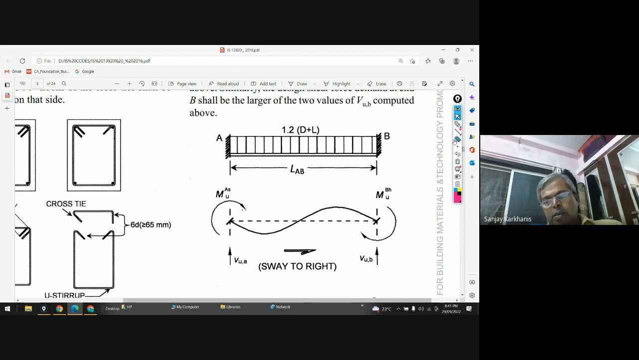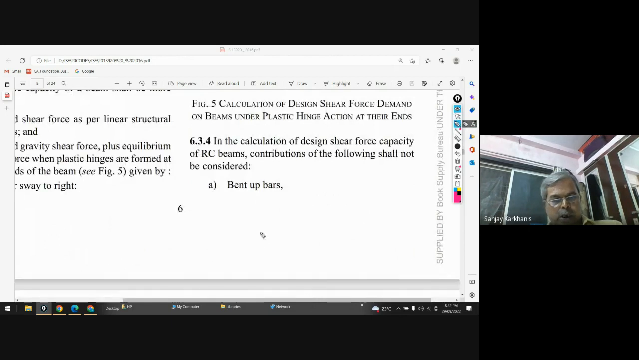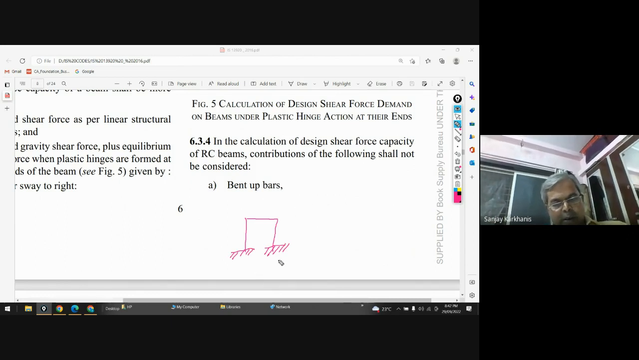Now you can see. Okay, थोड़ा analysis का concept भी देखना पड़ेगा. Let me show you that. Let us say this is my frame. It is fixed. मैं जानबूझ के एक single story structure ले रहा हूँ. Okay, this is my structure. Now this structure is subjected to VB.